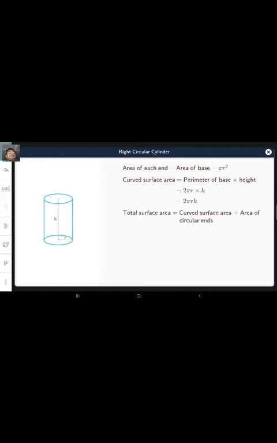The total surface area is thus the sum of the curved surface area and the areas of both surfaces at the top and bottom, that is, the circular ends. The volume or capacity of the cylinder is equal to the area of the base into height, which is equal to pi r square h.